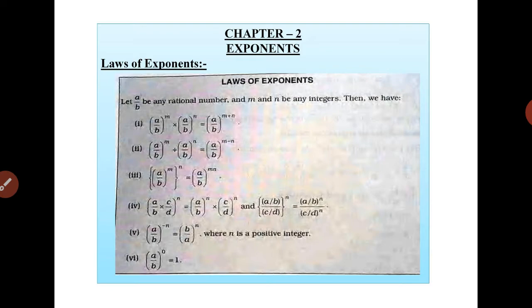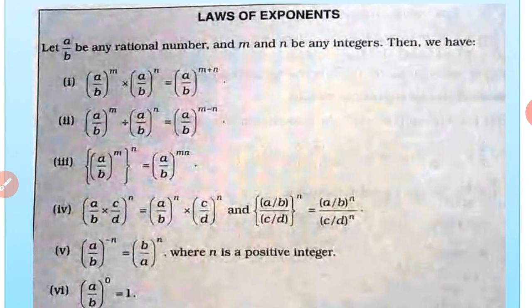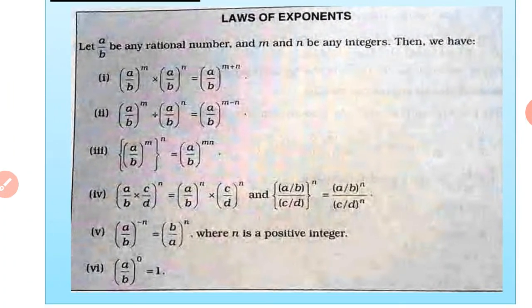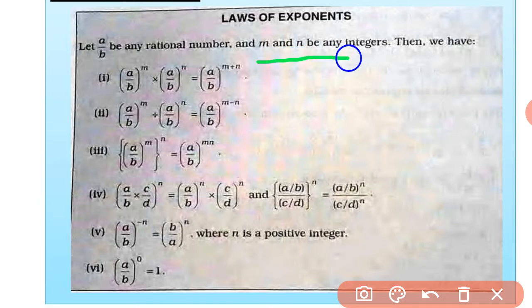In this, laws of exponents are very important, so you have to learn these laws of exponents. Here let a/b be any rational number and m and n be any integers. Then we have (a/b)^m × (a/b)^n equal to (a/b)^(m+n).